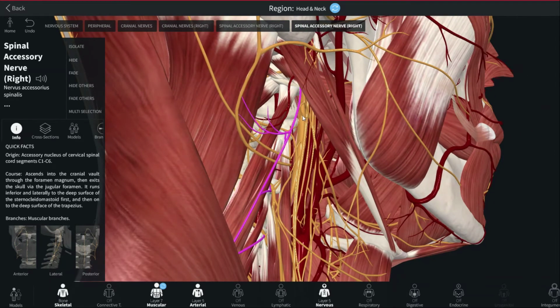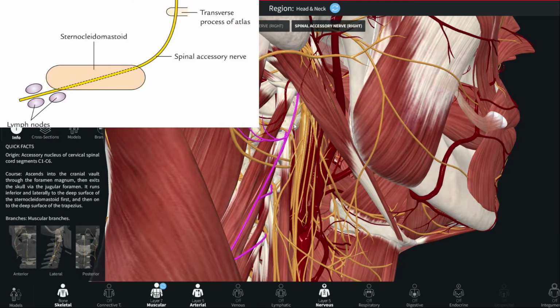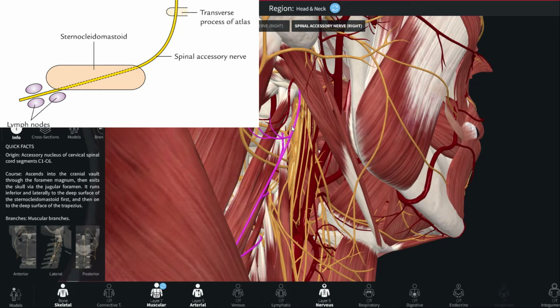But the spinal accessory nerve is related to the atlas, which is the first vertebra. So the spinal accessory nerve will come down from the brain in front of the transverse process of the atlas. Atlas is the first vertebra of the vertebral column.